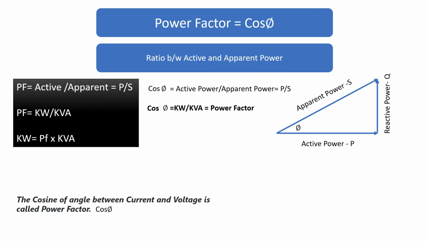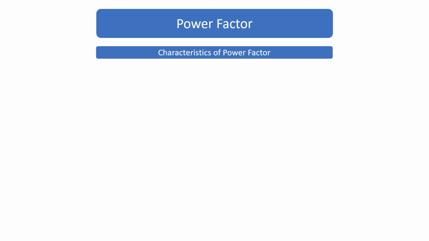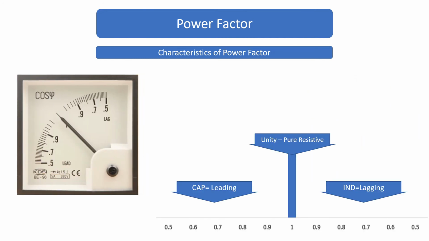Now consider the three loads: resistive, inductive and capacitive. In a resistive circuit, the power factor will always be unity. In an inductive circuit, the power factor will be lagging. In a capacitive circuit, the power factor will be leading. Now we will learn about the characteristics of power factor. Consider the power factor meter. If the meter shows lagging, we say it is an inductive load. If it shows leading, we say it is a capacitive load. If it shows unity, we say it is a pure resistive circuit.